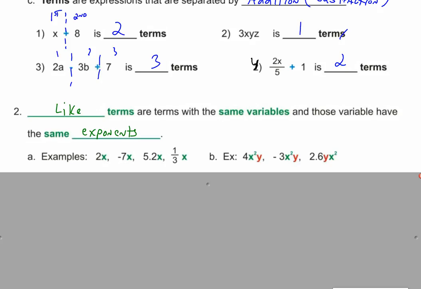You look at the second one. Again, I have 3 terms listed: 4x squared y, negative 3x squared y, 2.6 yx squared. Wait a second. Are all 3 of those like terms? Uh-oh, controversy again. How many say yes? How many say no? Anybody want to debate their cause on this one? Why you think they are like terms or not?